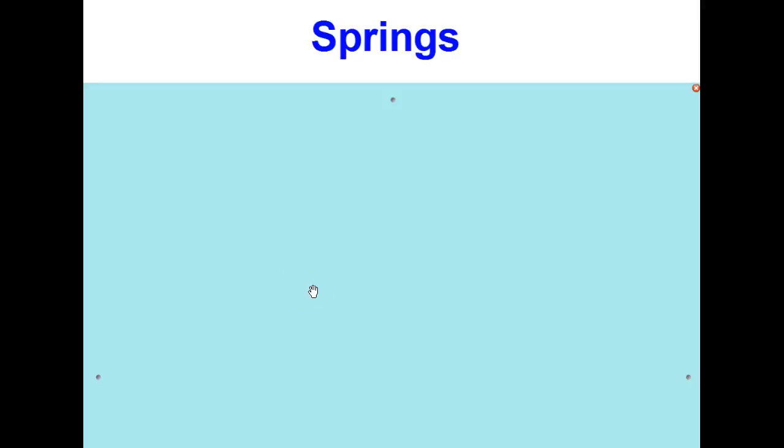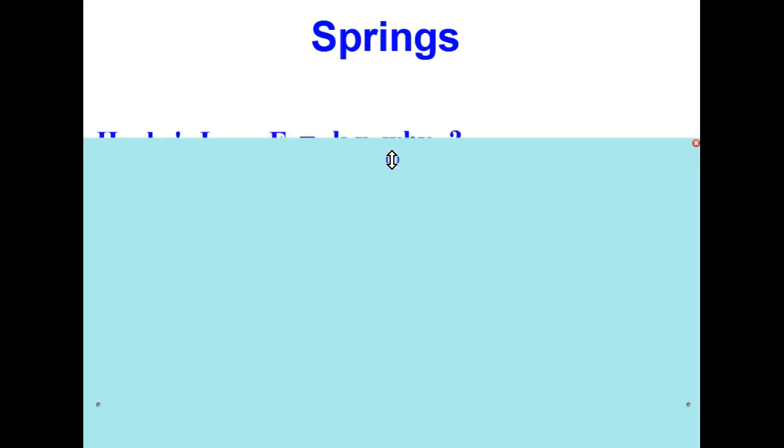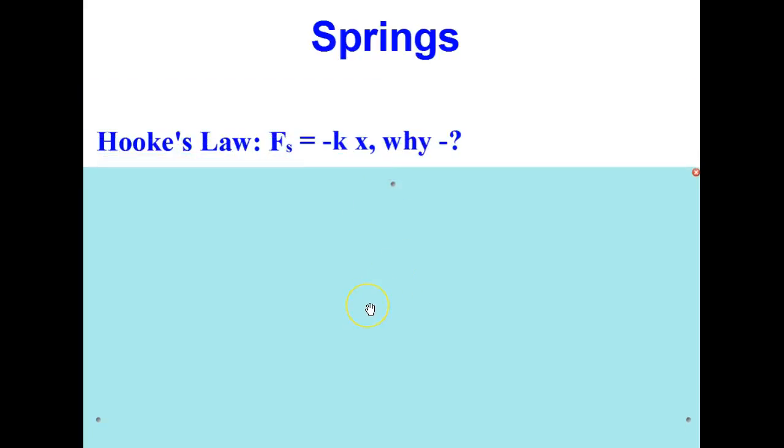Welcome to the lesson on springs. In this lesson, we'll be discussing Hooke's law and another form of mechanical energy called elastic potential energy. Let's start off with an animation showing the concept here of Hooke's law. Hooke's law in equation form is Fs equals negative Kx.